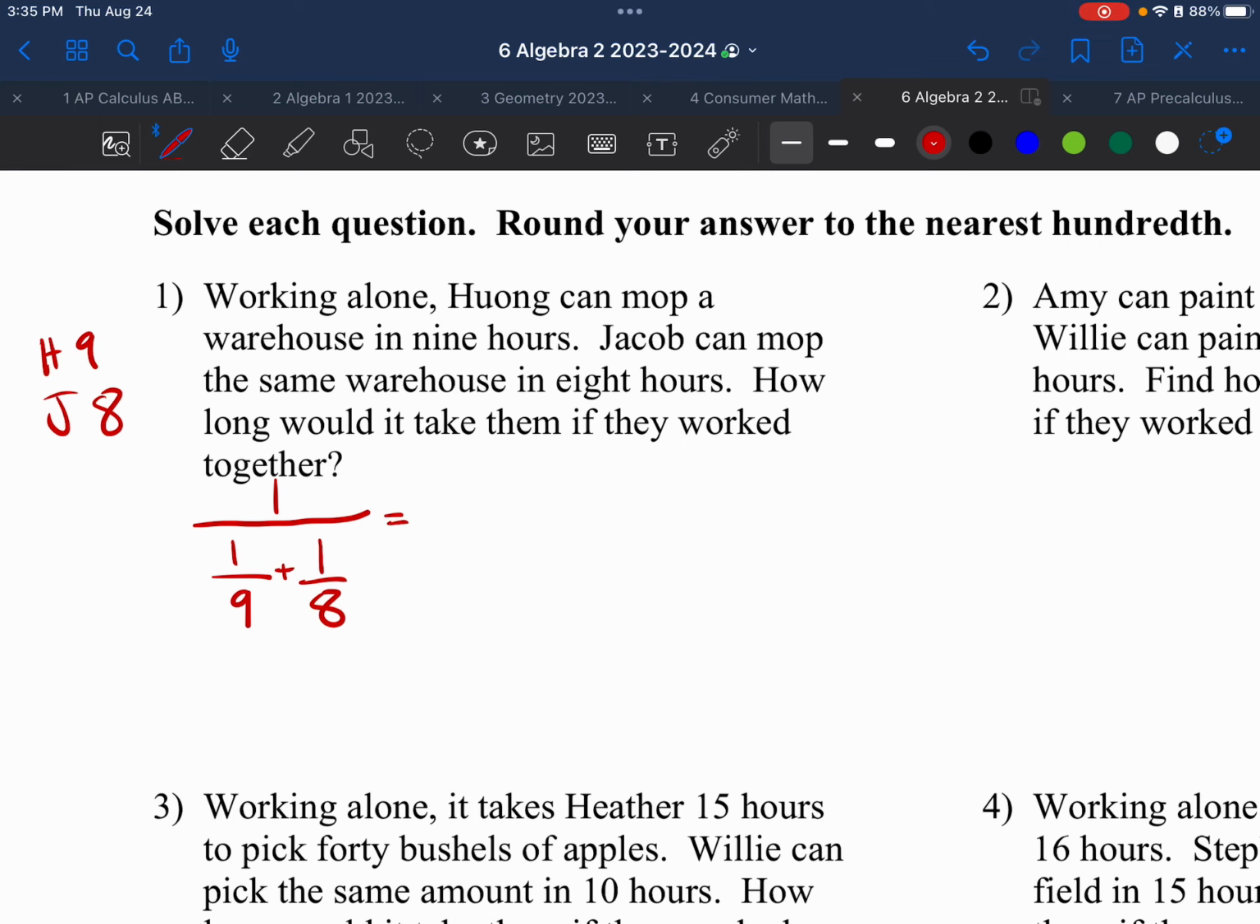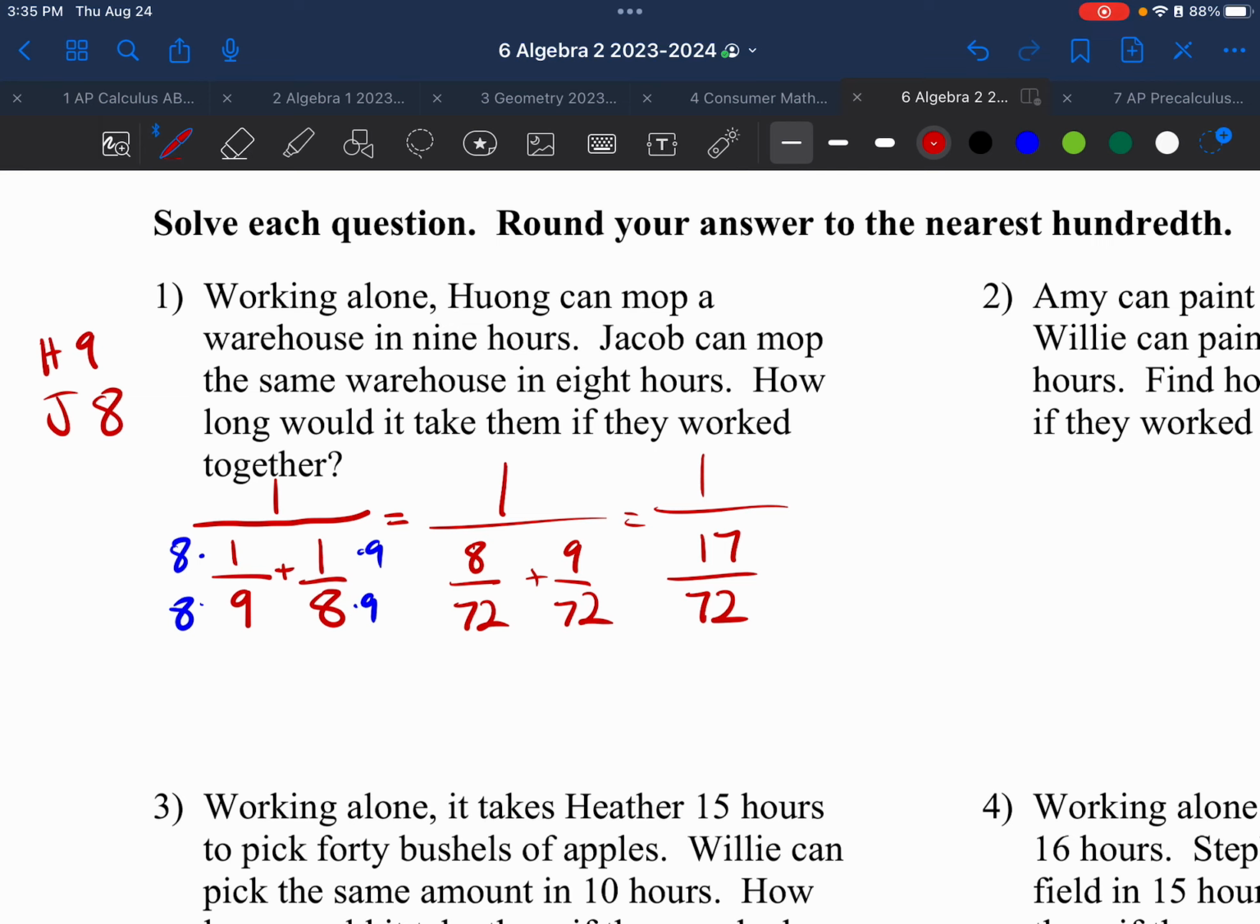So I need to figure out how do I do 1/9 plus 1/8. I need to have like denominators, which means I'm going to multiply by 9 and 9, multiply by 8 and 8. My new equation is going to be 1 on the top, and it's going to be 8 over 72 plus 9 over 72, which is 1 all over 8 plus 9 is 17 all over 72. And this is the same thing as doing a keep change flip. So this is 1 divided by 17 over 72. Keep it, change it, flip it, and I get my answer. It's going to be 72 over 17 hours.